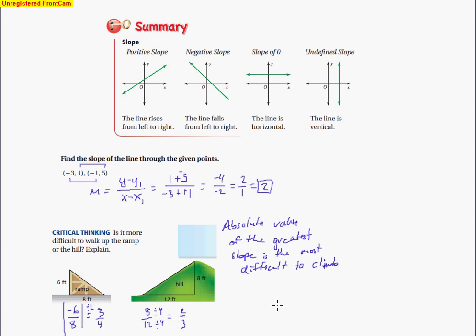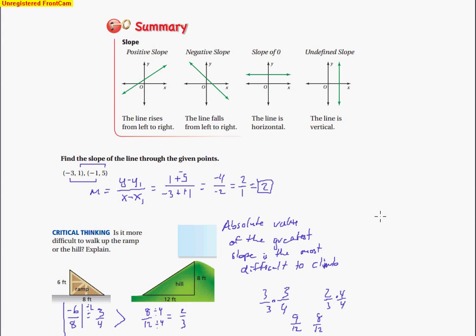So let's find out which is bigger. Is it 3/4 or is it 2/3? Well, just multiply by the other's denominator. Multiply this one by 3 over 3, this by 4 over 4, and you'll get the same denominator, so you can compare the numerators. So this makes 9/12 and 8/12. So I see that the ramp is greater than the hill.